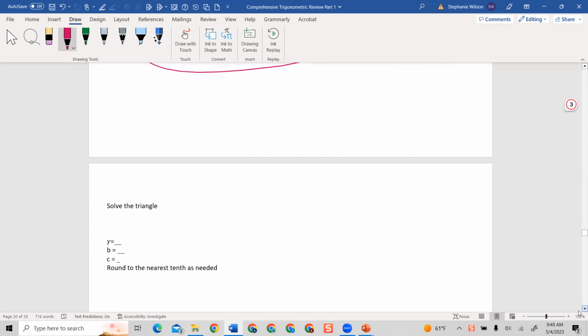Okay, so I believe that might end this section. Let me double check. Yes, that ends this section.